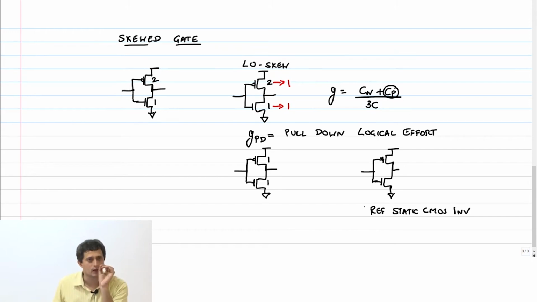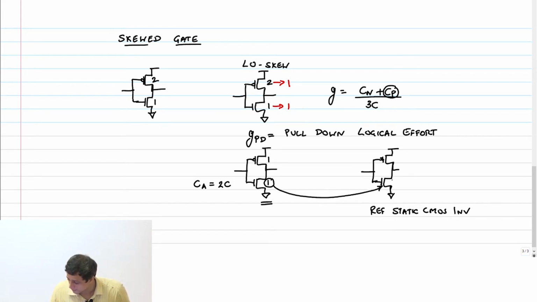I have to compare the capacitance of this low skew inverter. What is the capacitance, by the way? CA is 2C, to be compared with the capacitance of a symmetric static CMOS inverter with the same pull down strength. Earlier I just said same drive strength because pull up and pull down were the same. Now I am going to add an extra rider and say with the same pull down strength. Therefore, this transistor size should be maintained the same, 1.